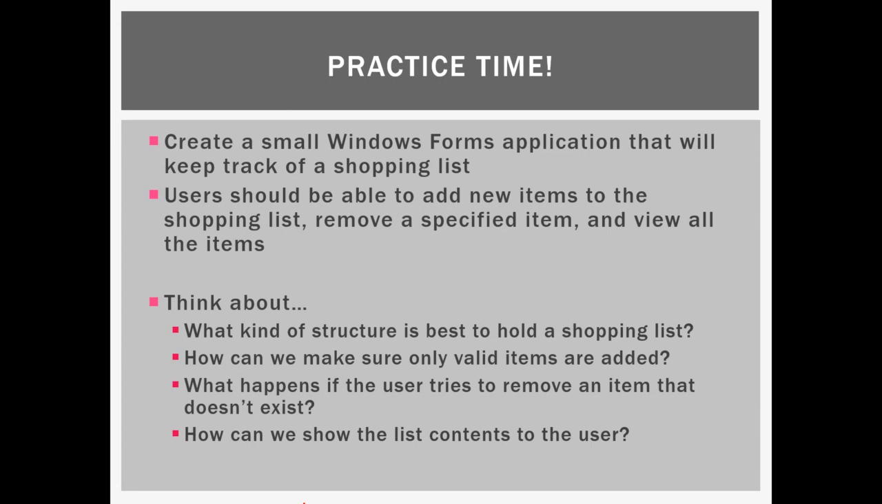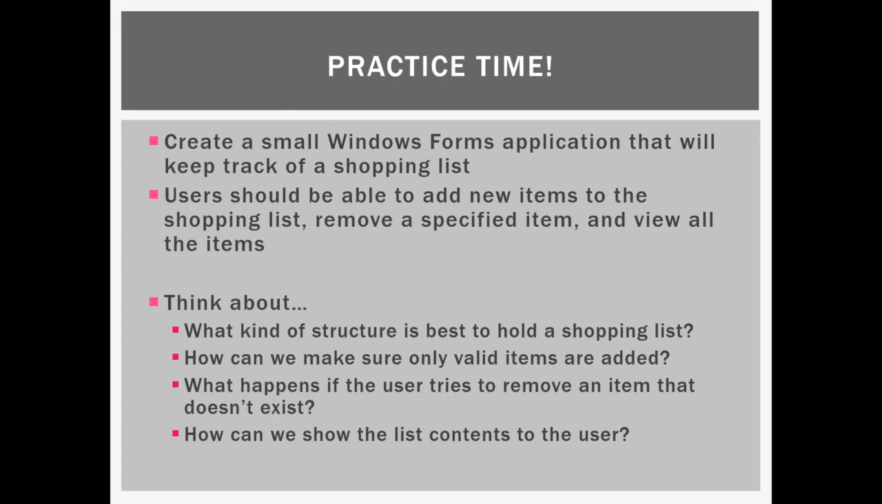You might say milk, bread, eggs. And then when you buy bread, you can remove bread from your shopping list. Or maybe you have an option to just clear all the items because you went grocery shopping and bought everything. So things to think about. What kind of structure would be best? How do we make sure only valid items are added?